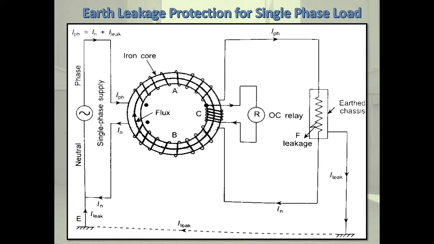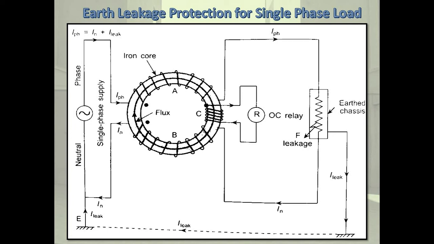Next is earth leakage protection for single phase load. In earth leakage protection, many times due to the failure of the insulation of the body of an appliance, like electric irons in homes, the appliance becomes live. The body of the appliance is generally earthed, and a leakage current flows through the metal body of the appliance to the earth in case of insulation failure. If a person touches such an appliance, he may also get a shock.